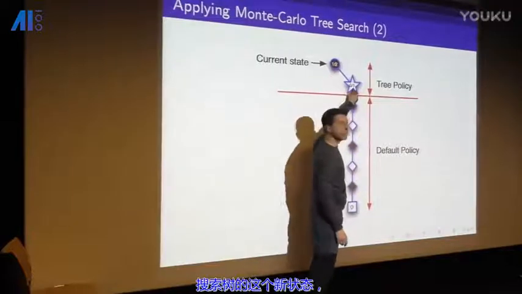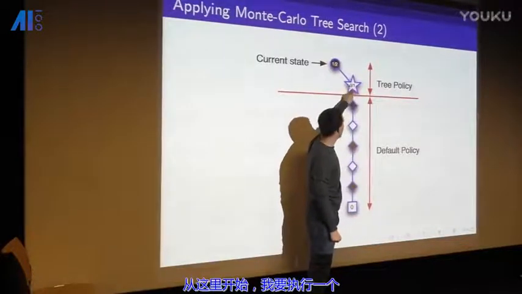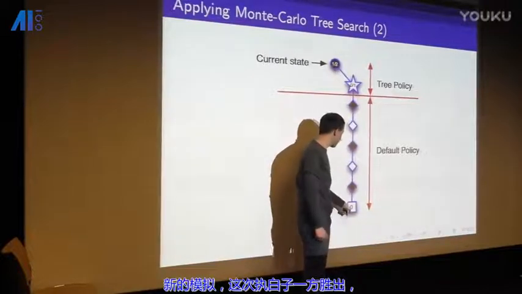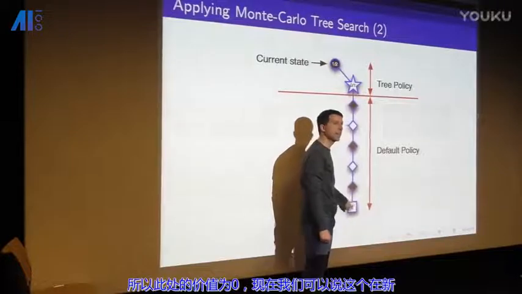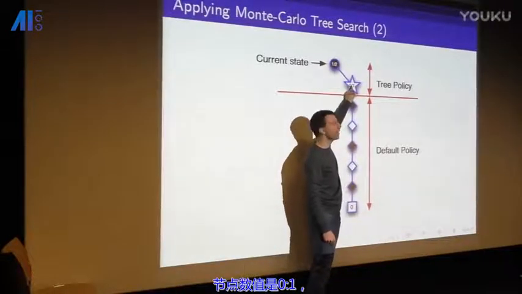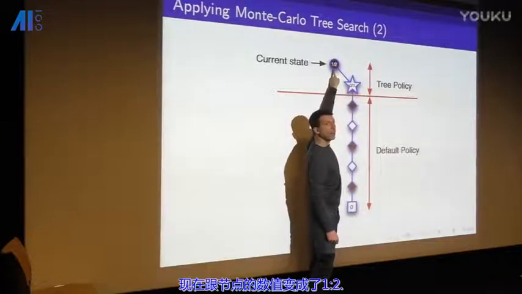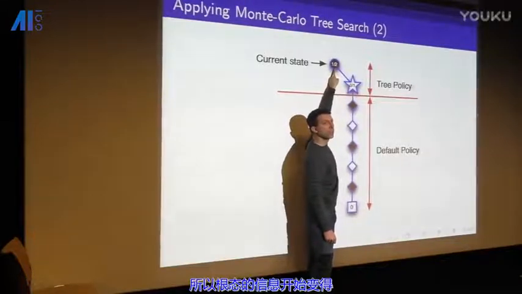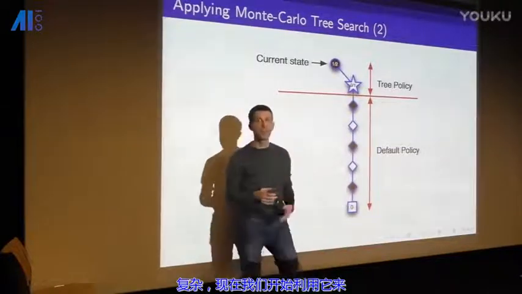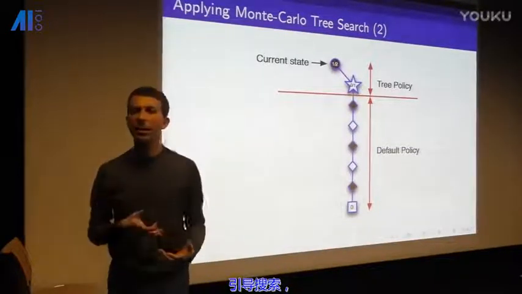Now I'm going to add a new position into my search tree and run a new simulation from here onwards. This time, white ended up winning, so that's a value of 0. So now I can say this new node got 0 out of 1, and this root node has now had 1 out of 2. So we can start to get more sophisticated information at the root here.